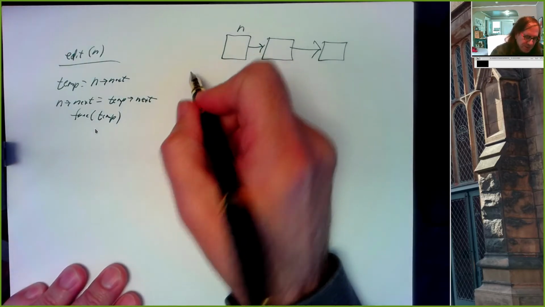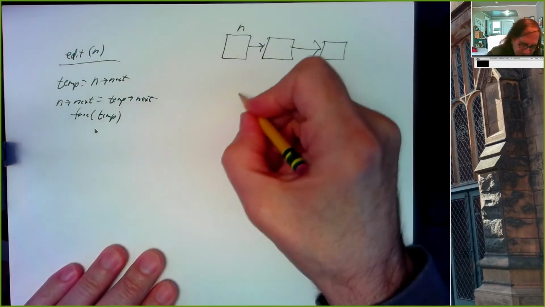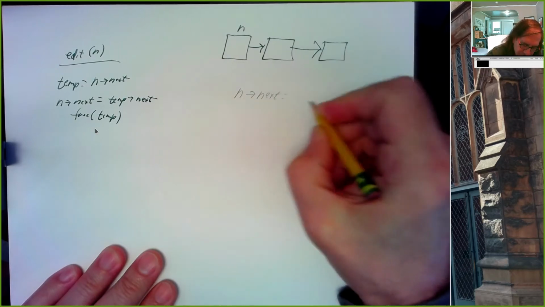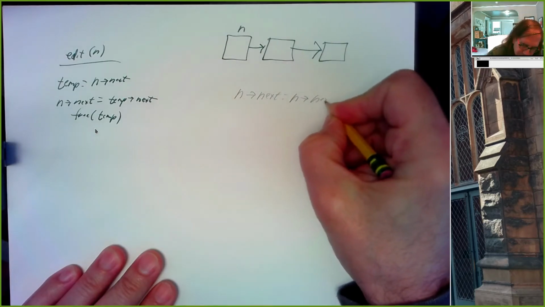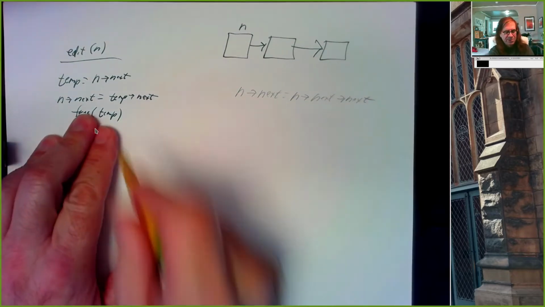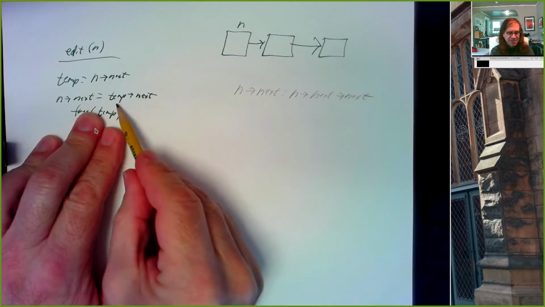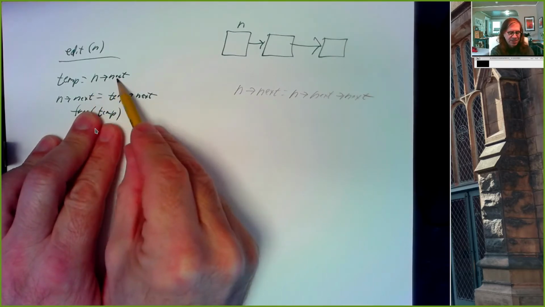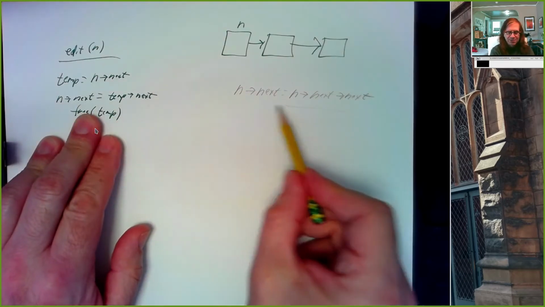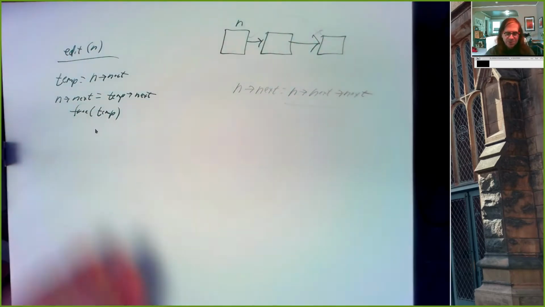So we could simply do n next equals n next next. That would do the same thing as these two statements, right? Since temp is n next, temp arrow next is really n arrow next arrow next. So I could do n next equals n next next, and that would adjust this pointer.